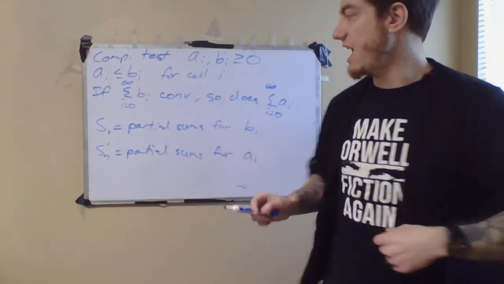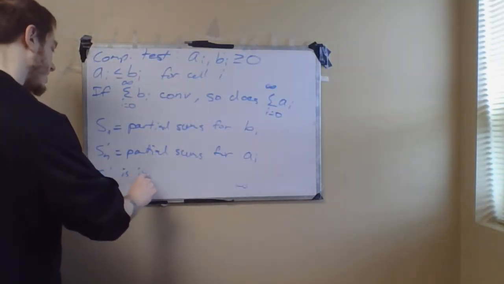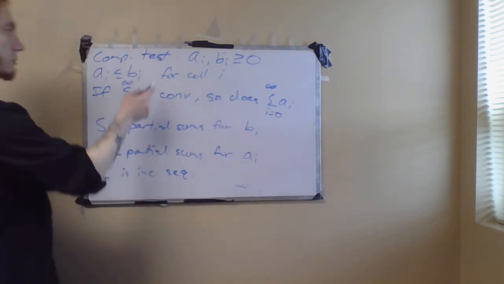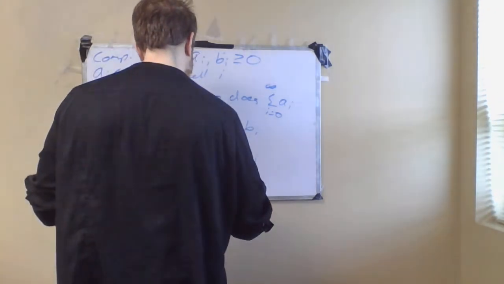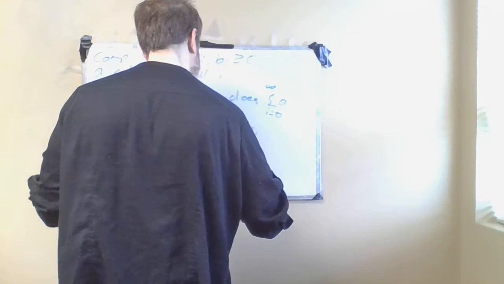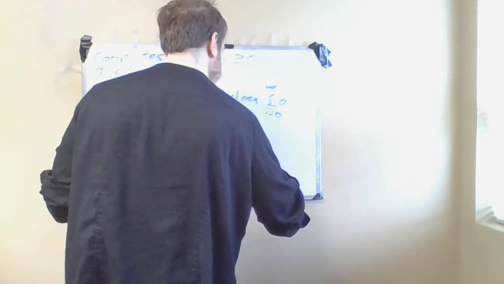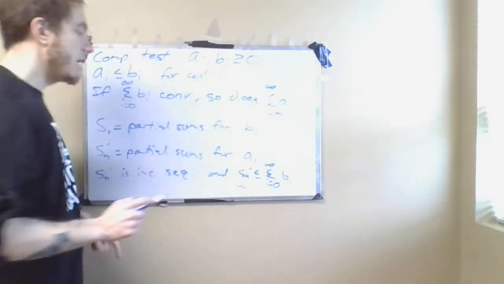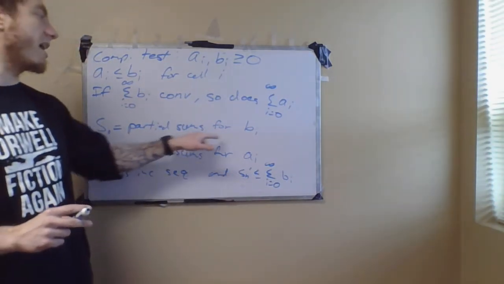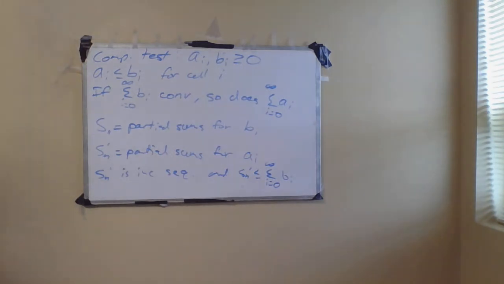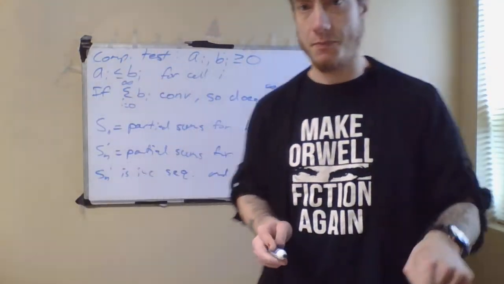Well, then what we can say is that S n prime is an increasing sequence because all of the a sub i's are bigger than or equal to 0, and S n prime is always going to be less than or equal to the sum from i equals 0 to infinity of these b sub i's. The reason being that the partial sums for the a sub i's are bounded by the partial sums for the b sub i's. But this means that these partial sums are an increasing sequence that is bounded.